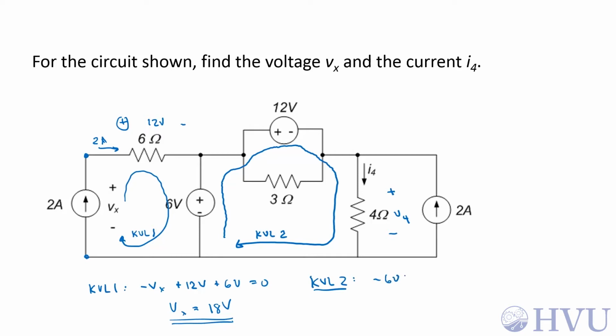So negative 6 volts plus 12 volts plus V4 is equal to 0. So V4, let's see, is equal to minus 6 volts. So I've picked the wrong polarity, but that's okay because I know how to interpret it. So then I4 by Ohm's law is negative 6 volts over 4 ohms, which is minus 1.5 amps. Which is the correct answer, so there's actually positive 1.5 amps going in the other direction.